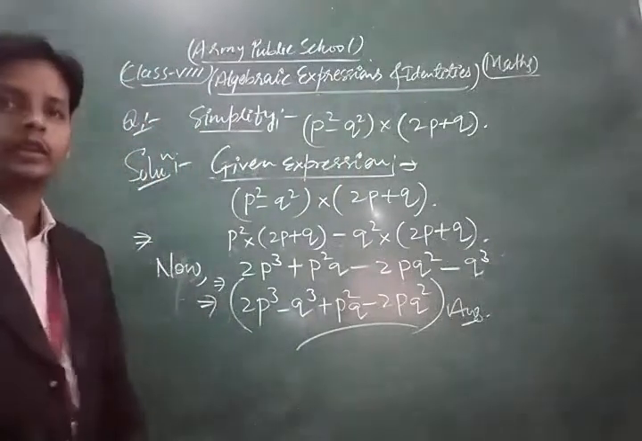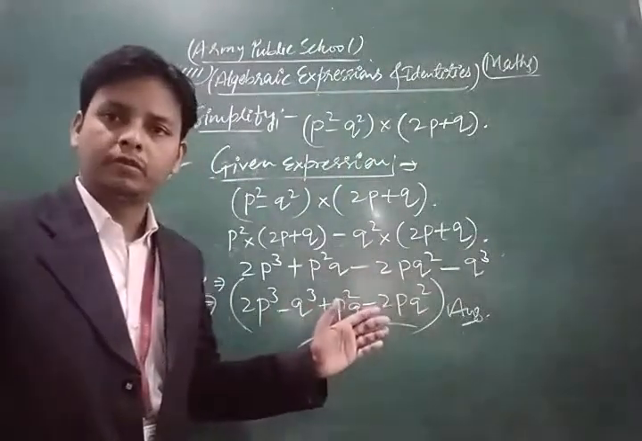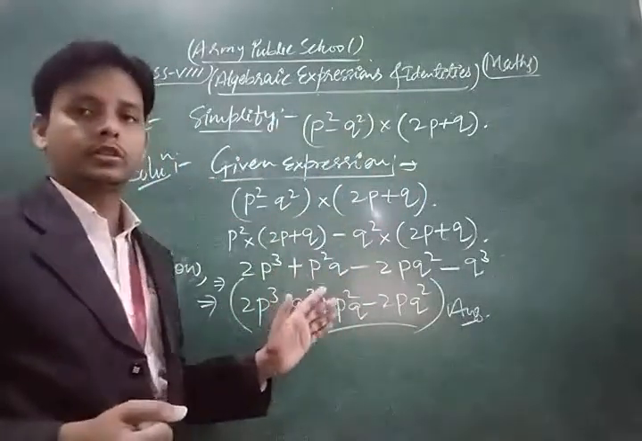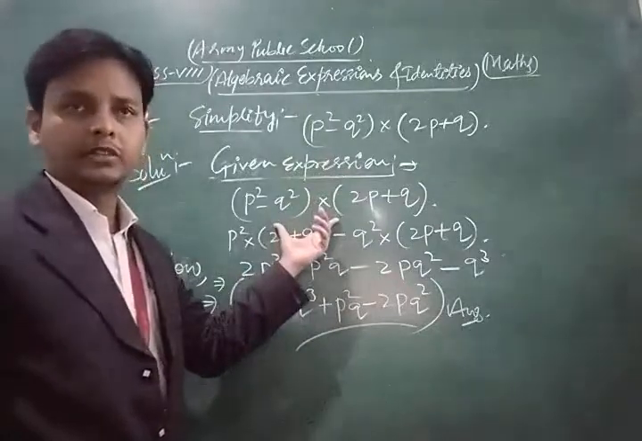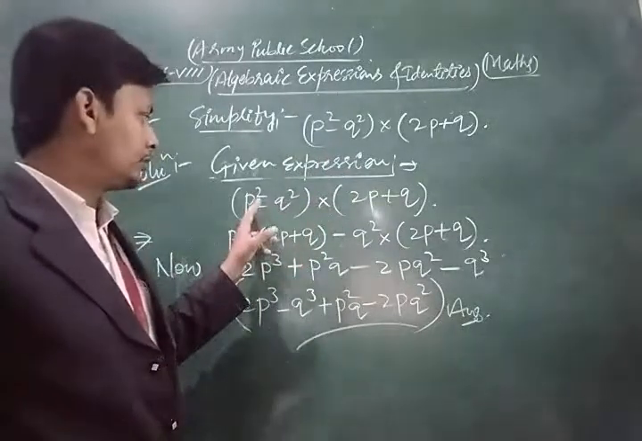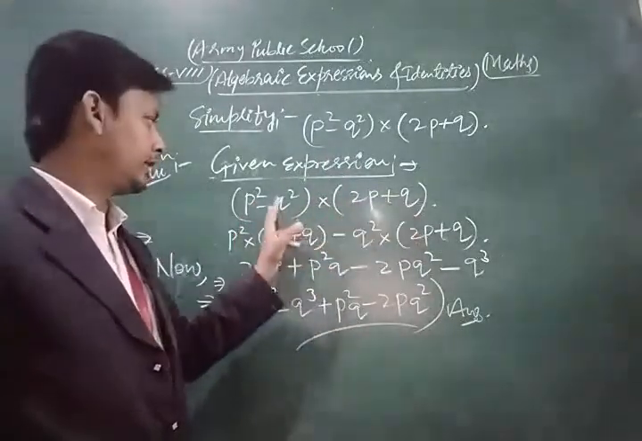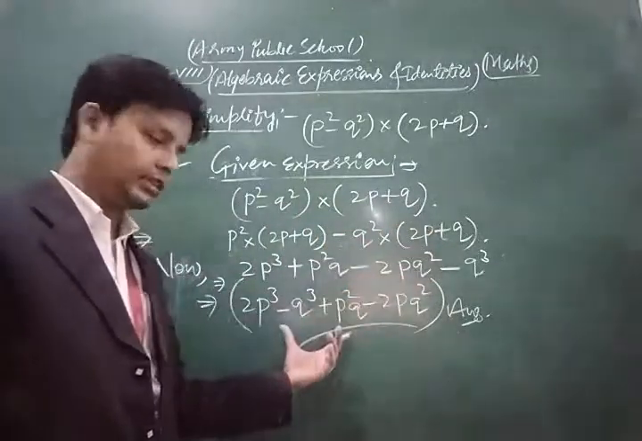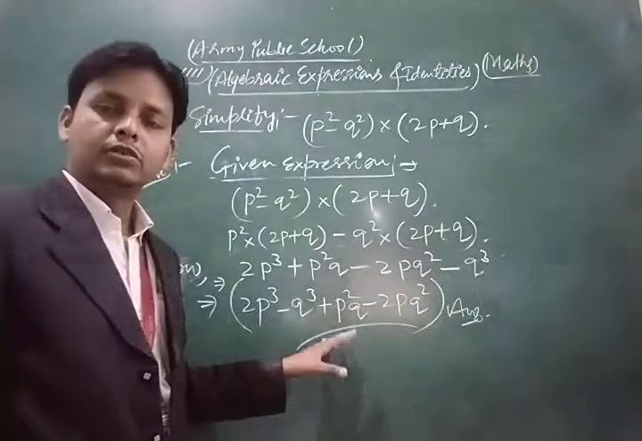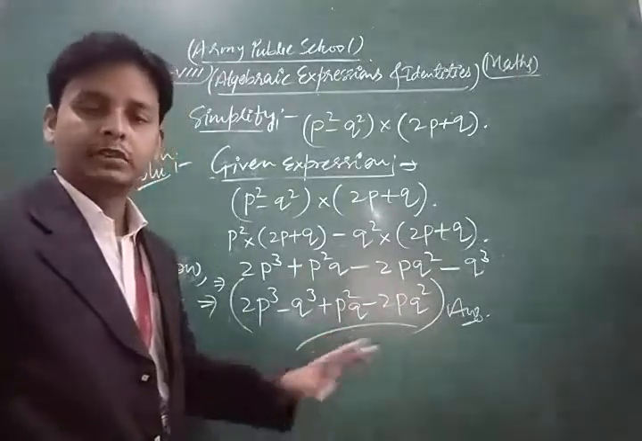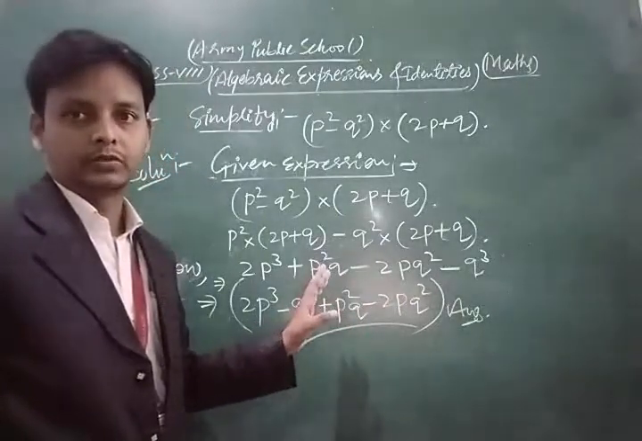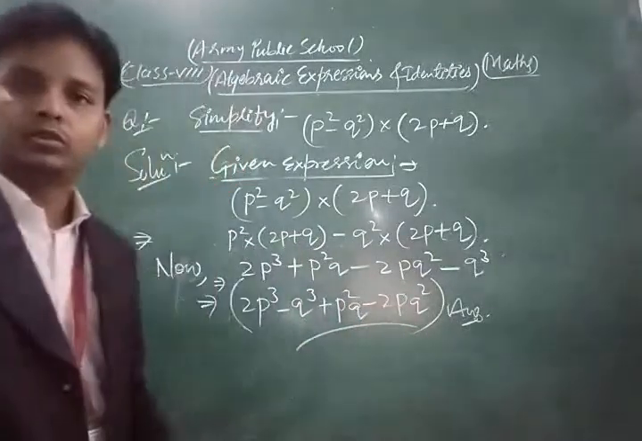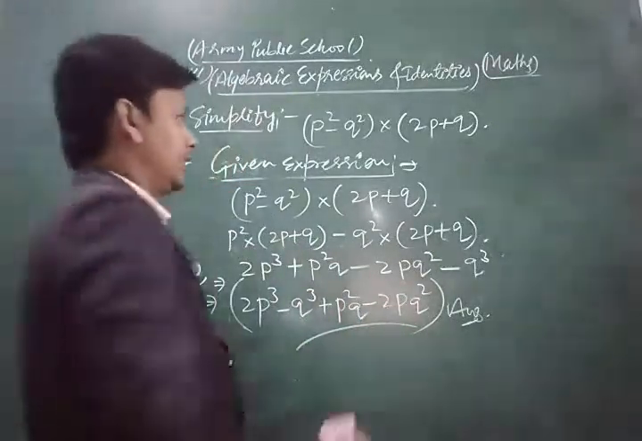So in this way, dear students, you can solve that type of question. This is one of the most important questions. First of all, we have the given expression, and after that we write p square into the whole expression minus q square into the whole expression, and after simplifying them we have this result. In these terms there are no like terms, so we never add or subtract them. So in this way please do more and more practice and complete your syllabus exercise.